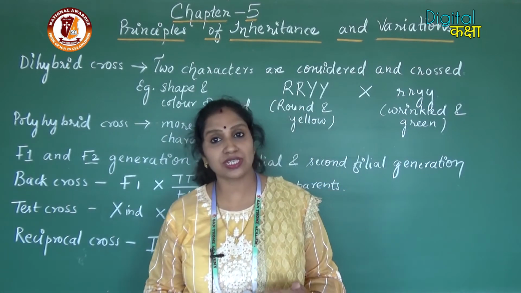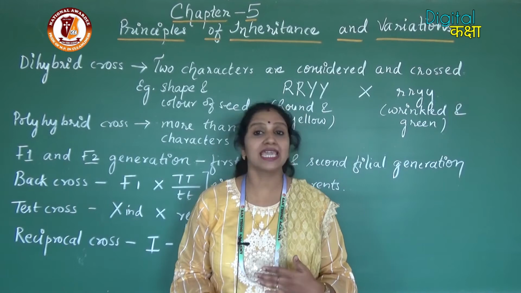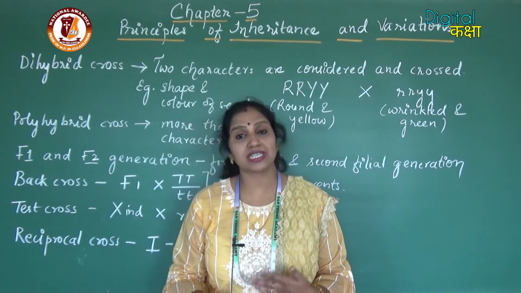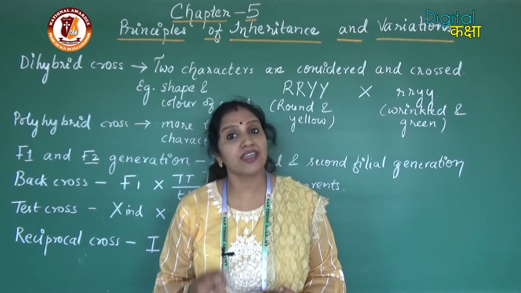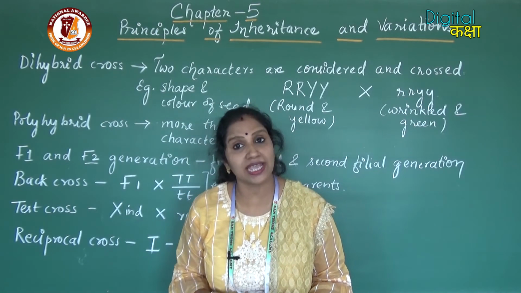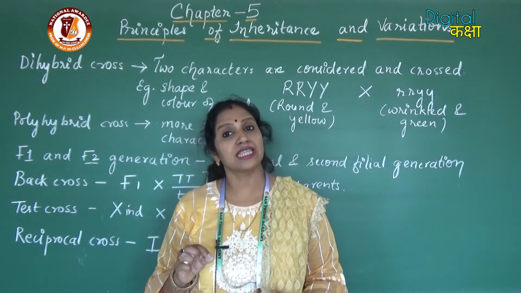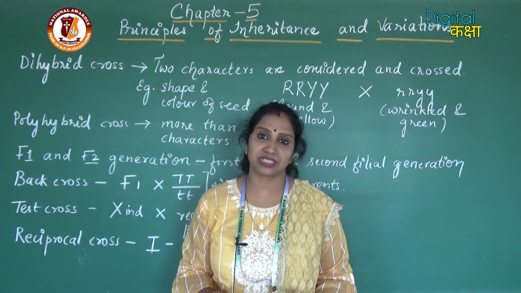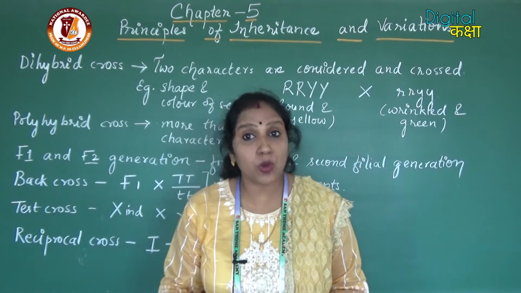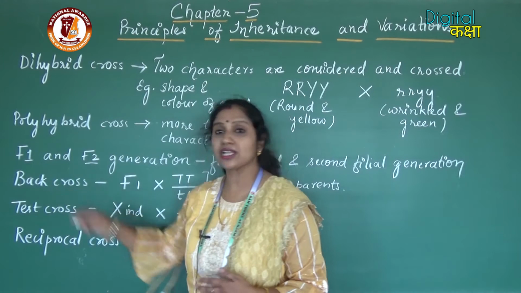So what is F2 generation? The resultant offsprings, or the resultant generation after crossing the F1 individuals or F1 hybrids, is called the second filial generation or the F2 generation. Now we will see some more types of crosses, that is number 1, the back cross.